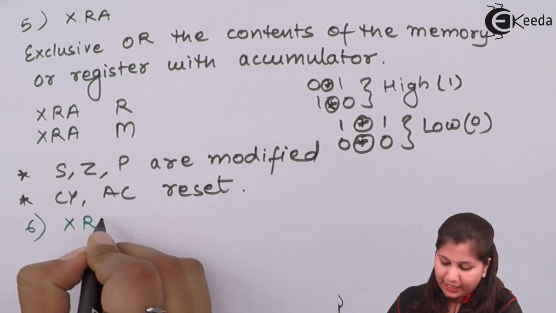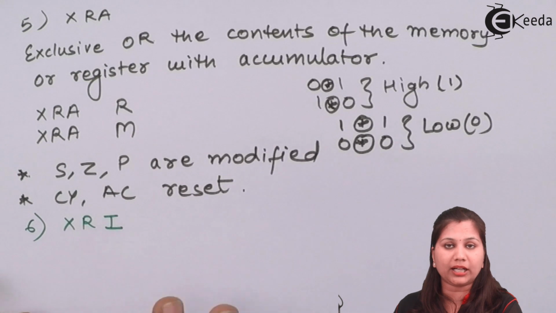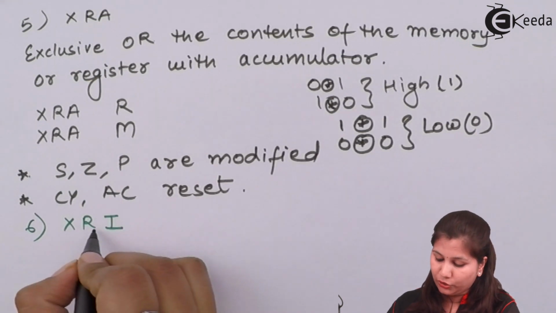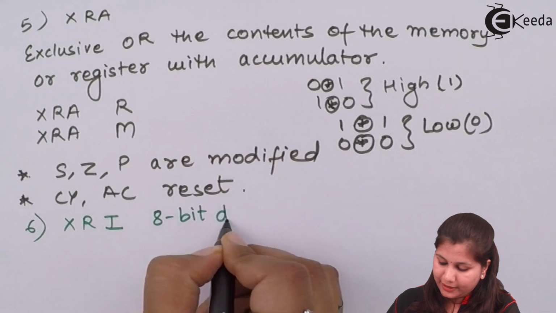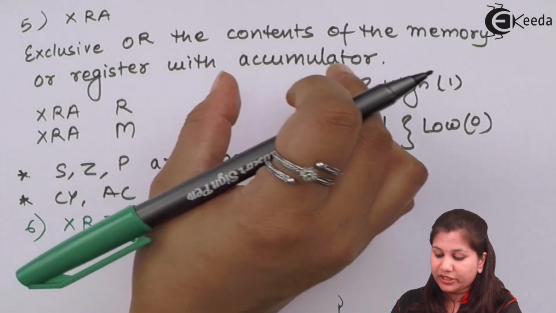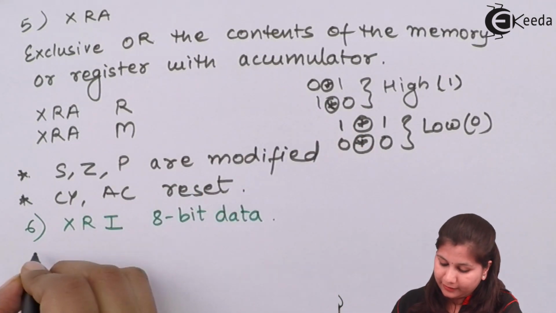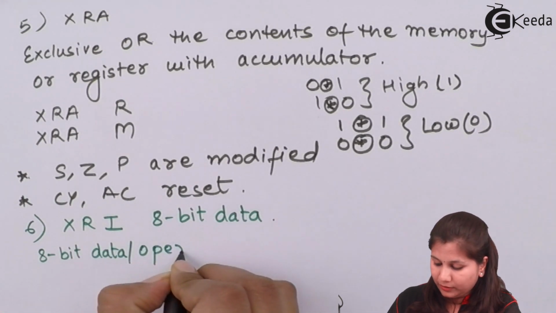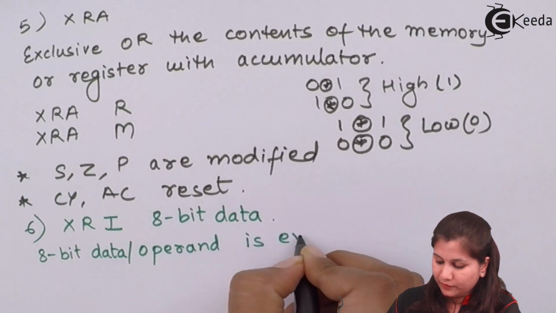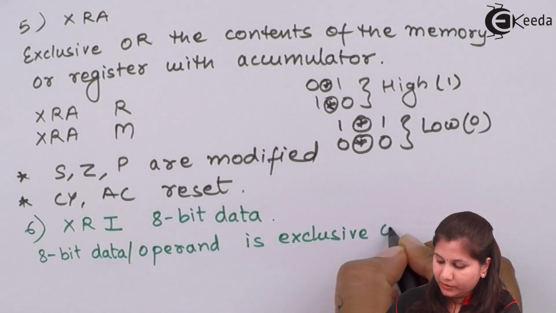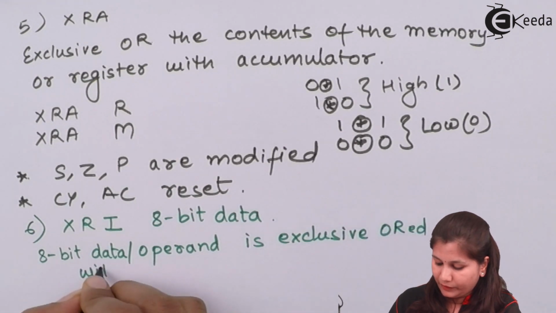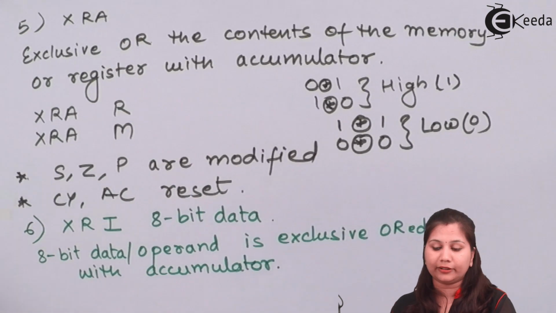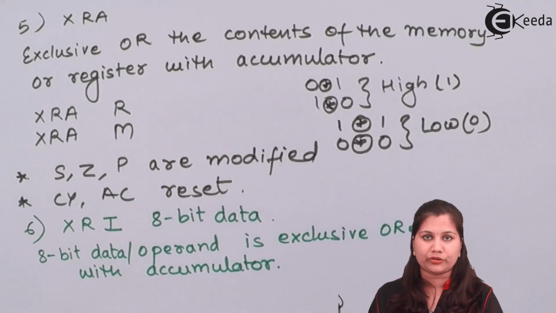Similarly, the next instruction is XRI, which is also going to exclusively OR the contents of the accumulator with the 8-bit data, because here we are having I for immediate. So XRI, and then we will have an 8-bit data over here. Here register and memory are exclusively ORed with the accumulator, and here the 8-bit data is the operand, which is exclusively ORed with the accumulator, and the result is stored in the accumulator itself, and all the flags are modified due to this operation.